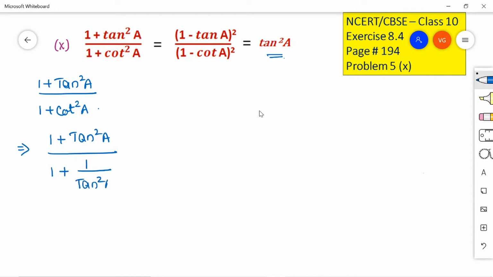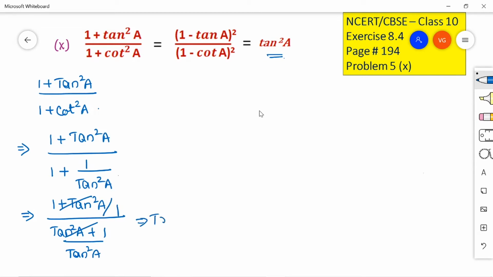So I am writing 1 + 1/tan² A. Now take LCM: (1 + tan² A) divided by (tan² A + 1)/tan² A, right? So this I can write as divided by 1, right? So this will get cancelled. So the answer is tan² A.